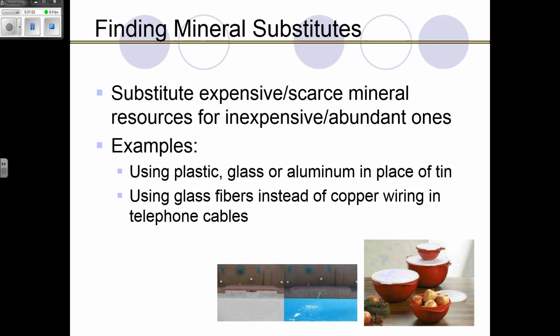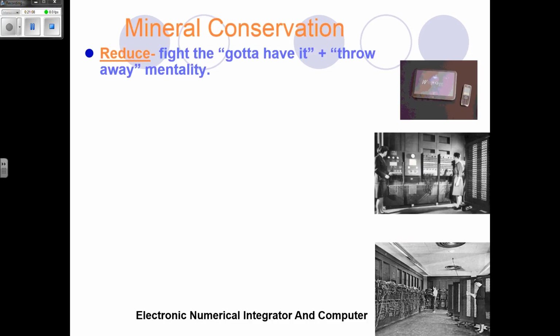And the last slide is about mineral conservation. The 3 R's, super simple. We will revisit this again, but we know reduce, reuse, recycle. I've told you many times, please note that specific order. Reducing uses the least amount of energy. So reducing means fighting the gotta-have-it and throw-away mentality. If you are buying something, you want to look for where it has the least amount of packaging, if you're trying to reduce, for example, the amount of plastic or just the amount of minerals that you're using. Reusing, obviously this is super simple, is reusing the same product over and over again.